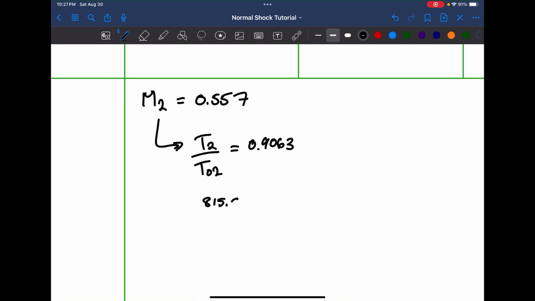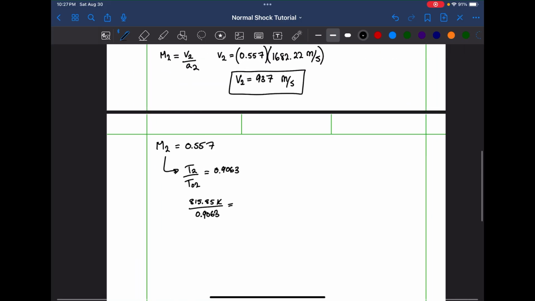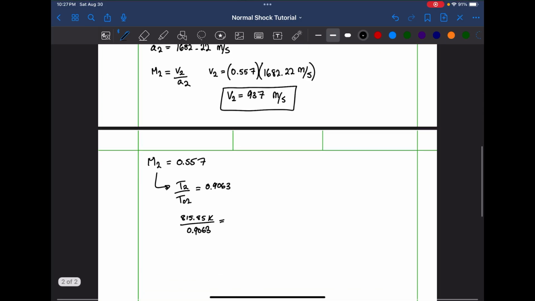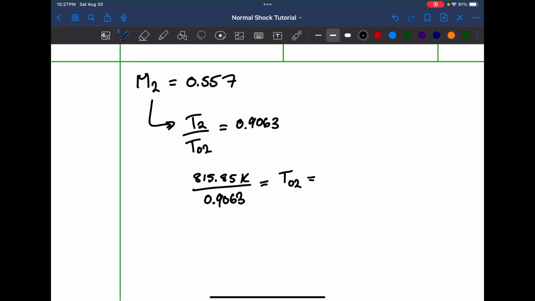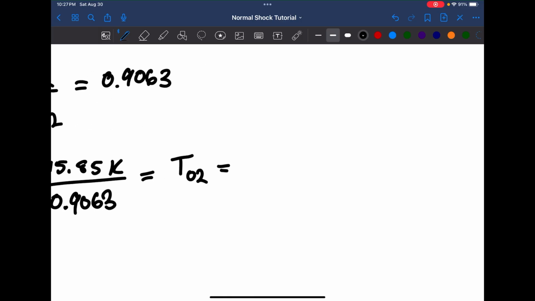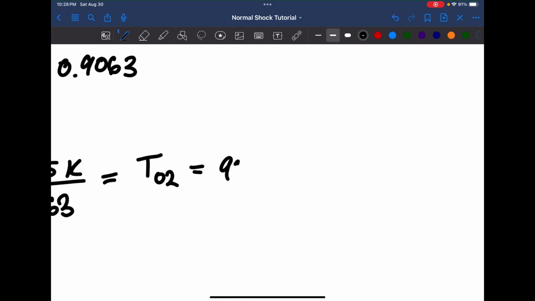I think it was 815.85 Kelvin, if I remember right, over 0.9063. I think that's right? 815.85, yeah. That'll give us a T naught 2 of 815.85 divided by 0.9063. That gives us a T naught 2 of 900.2. Yeah, we'll call it 900.2.